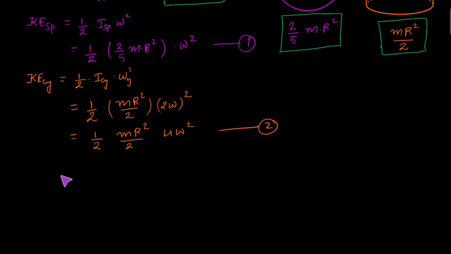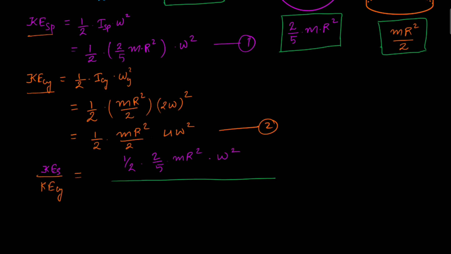In the question, we are asked to find the ratio of kinetic energy of the sphere to that of the cylinder. So we have to take the ratio of equations 1 and 2, then only we will get the rotational kinetic energy of the sphere divided by the rotational kinetic energy of the cylinder. In the numerator I will be writing the rotational kinetic energy of the sphere, and in the denominator the rotational kinetic energy of the cylinder, which are represented by equations 1 and 2 respectively. So this would be equal to half into 2 by 5 mr square into omega square. This is our equation number 1, so I have copied it here.